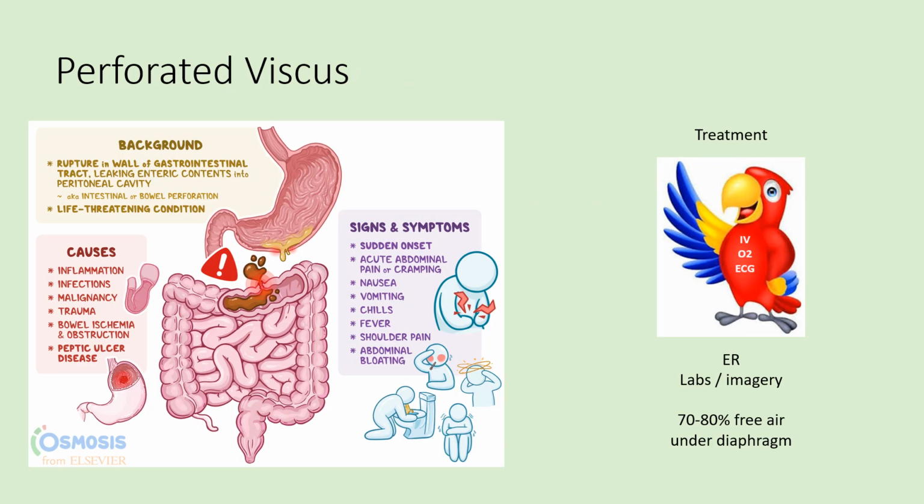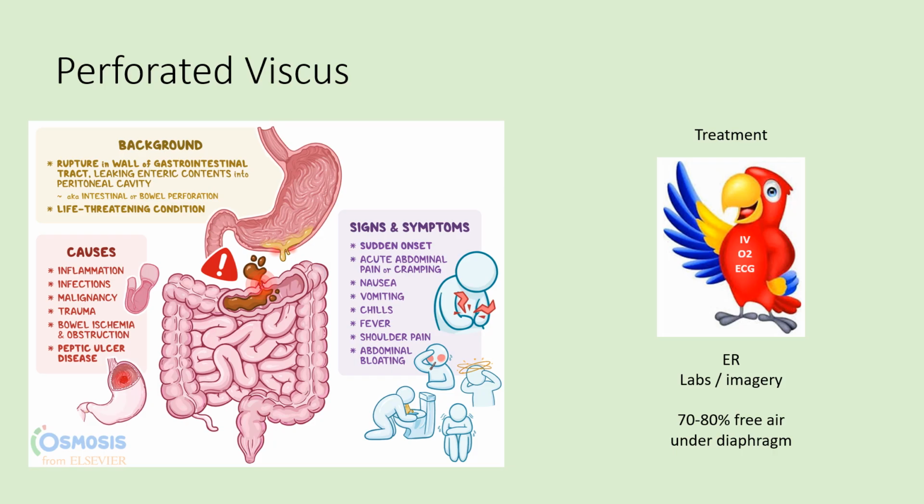A perforated viscus is a rupture in the wall of the gastrointestinal tract, leaking its contents into the peritoneal cavity. This is a life-threatening condition. It can be caused by inflammations, infections, malignancies, trauma, bowel ischemias, or obstruction, and peptic ulcer disease. Signs and symptoms: sudden onset, acute abdominal pain and cramping. Wham! Oh, my belly hurts. Nausea, vomiting, chills, fever. It could radiate to the shoulders and cause abdominal bloating.